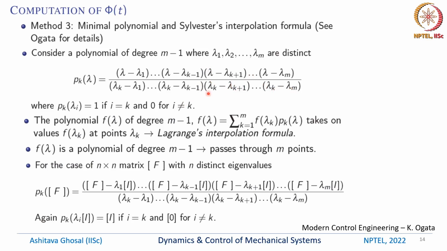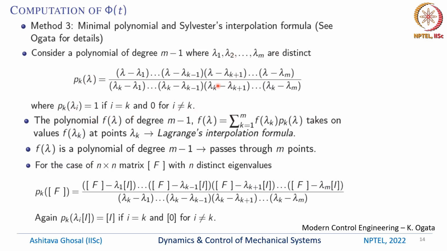So both of these, numerator and denominator, lambda minus lambda k or lambda k minus lambda k will be 0 is missing. So hence this pk, this polynomial of any lambda i, is equal to 1 if i is equal to k and 0 for i not equal to k.